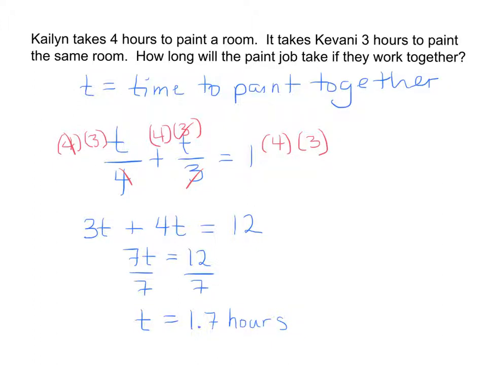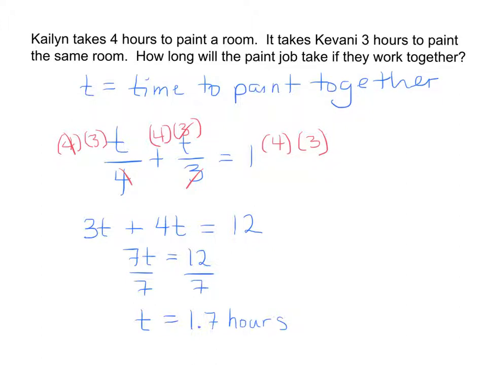So what's the last step? Check. So we could fill in 1.7. And when I fill in 1.7 divided by 4 plus 1.7 divided by 3, it equals 0.99, which is close to 1. I had a rounded answer, so I'm going to have a rounded answer here. It's not going to be exactly 1. But if you actually fill in 12 over 7, it'll come out to exactly 1. So we check that way.